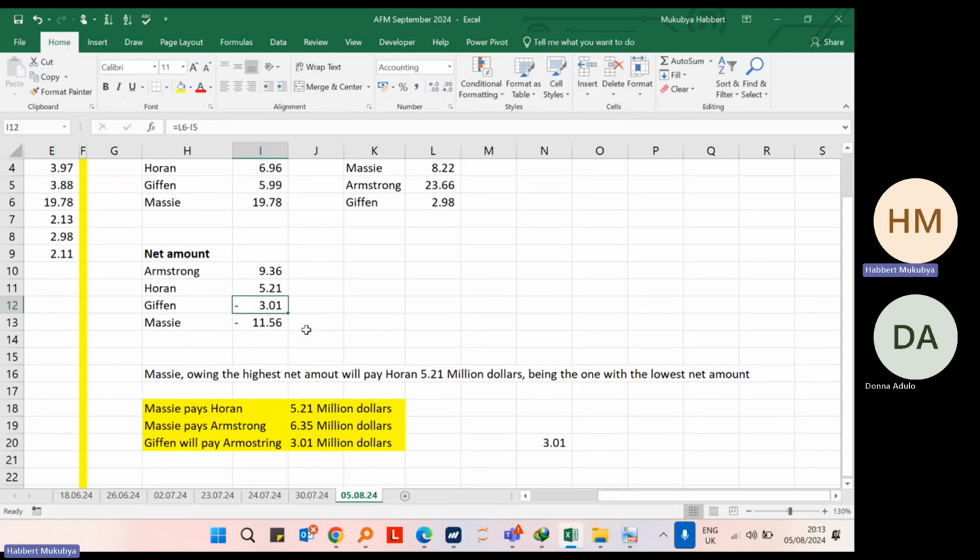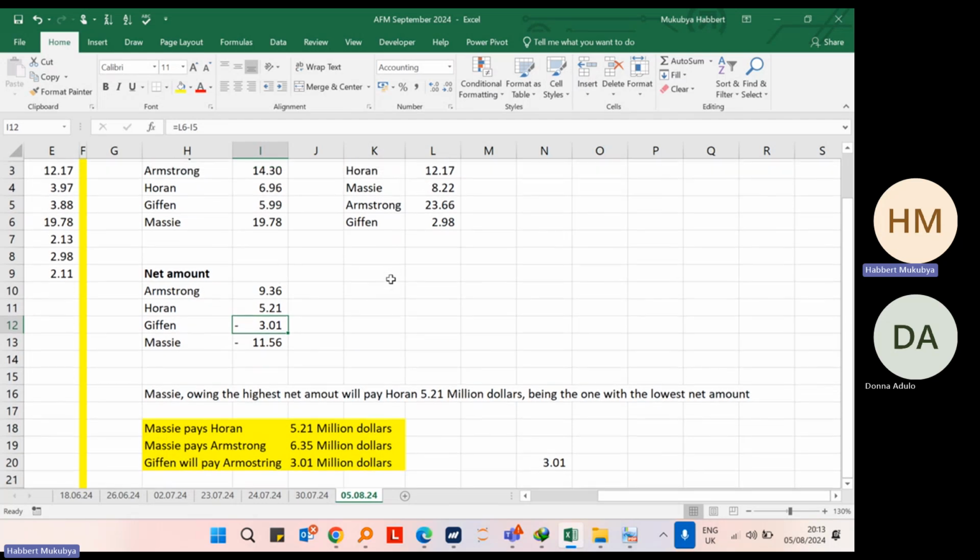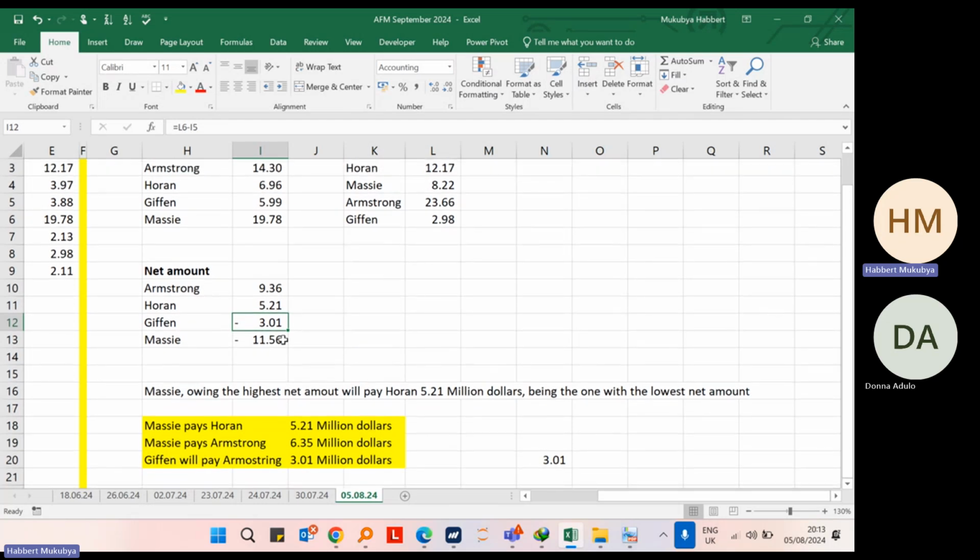Now, ideally, if there were no rules of who pays first, then you would just say Massey can first pay this 9.36, and the remainder he pays to Horan, and then Giffen pays the remainder to Horan. That would still work. Everybody would be paid. But because they told us that the one owing the highest amount has to pay the one owed the least amount first, that's why Massey first pays Giffen 3 point.